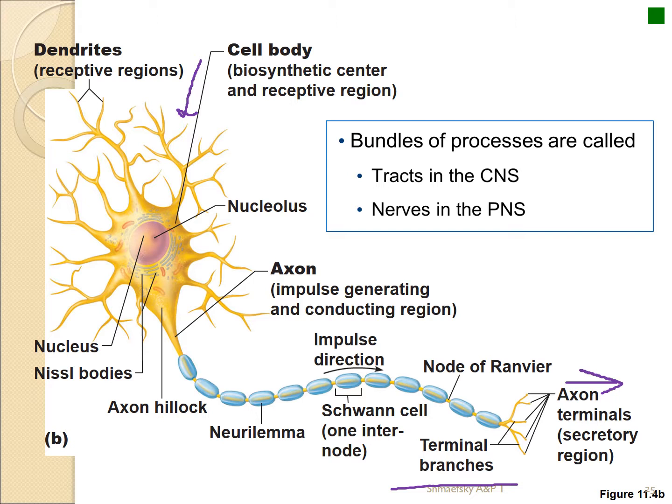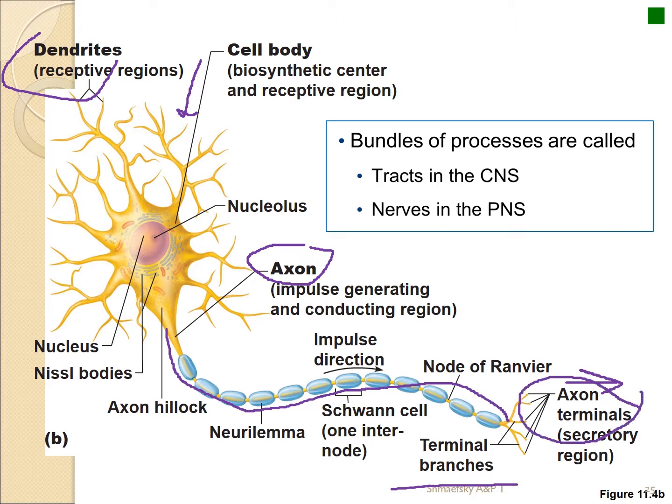So understand the parts: the dendrites, the body, the axon, which starts here and runs all the way through, and then the axon terminus, which contains most of the time what we call terminal branches. And there's your Schwann cells, and neurolemma is just a fancy term for nerve cell membrane. The nerve cell membrane, the plasma membrane, is called the neurolemma in this case. And don't worry about Nissl bodies or nucleolus. These are just secondary structures. They are important, but we're not going to memorize them.